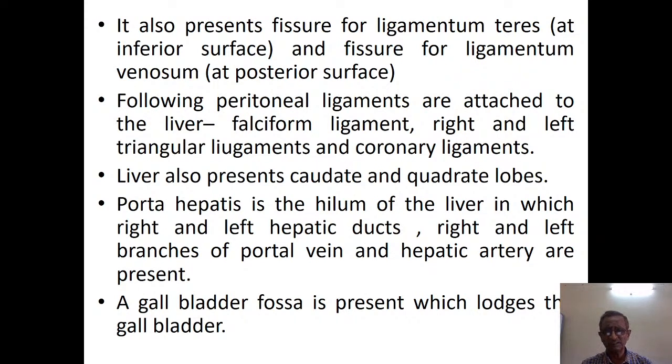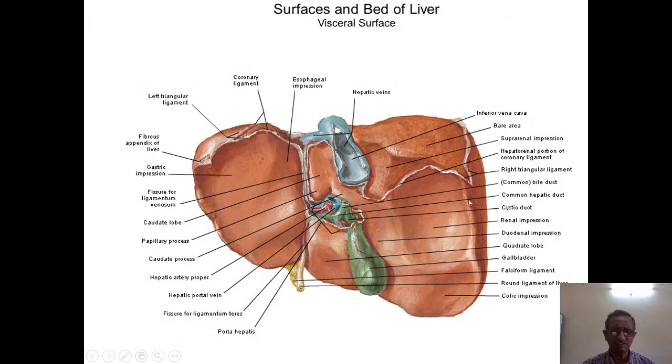The porta hepatis is the hilum of the liver, in which right and left hepatic ducts, right and left branches of portal vein and hepatic artery are present. So this is the porta hepatis present between the caudate lobe and quadrate lobe, and of course here the gallbladder is also forming the lower boundary of this porta hepatis.